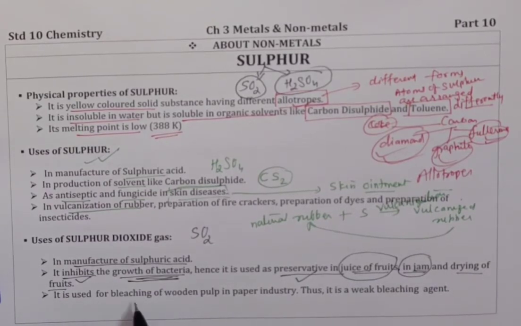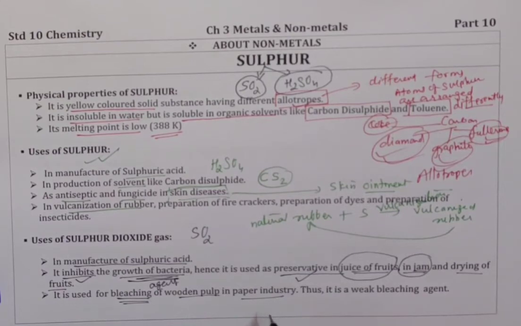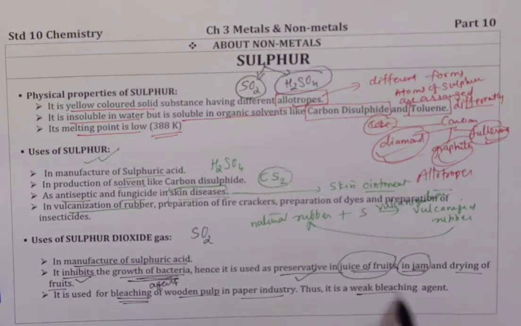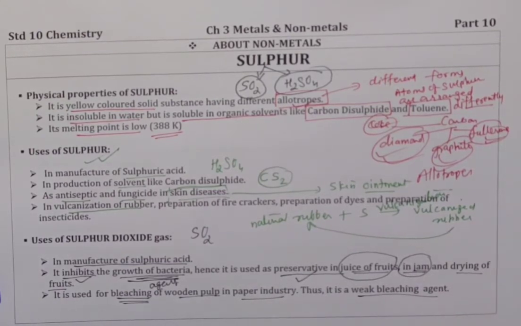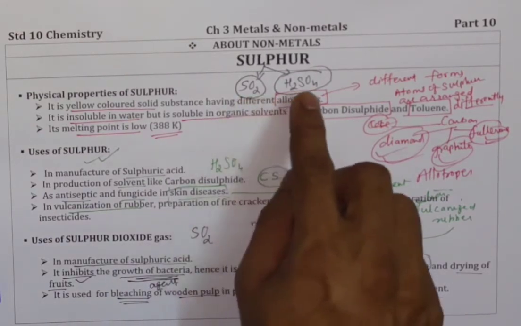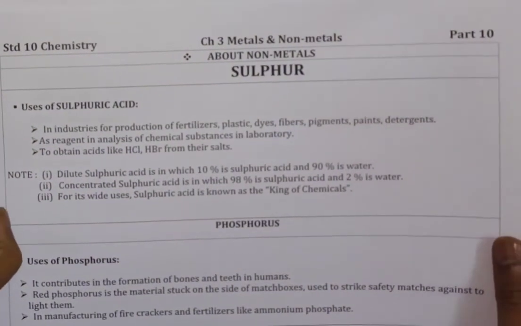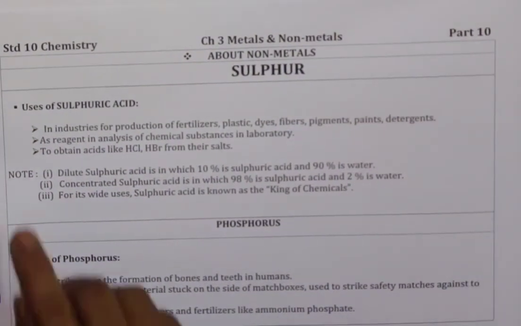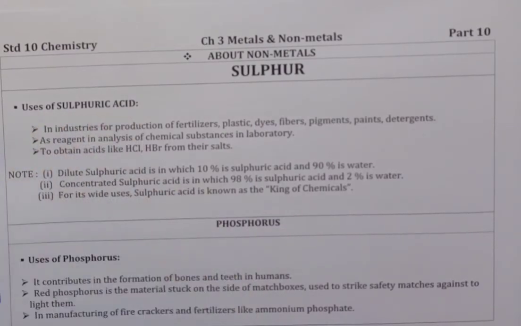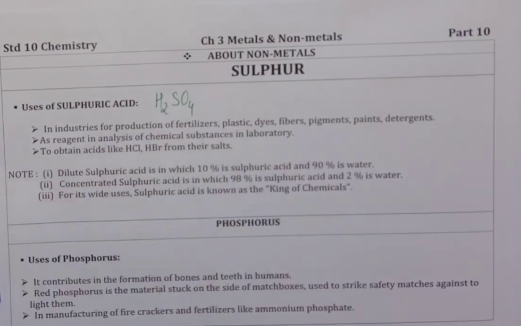Okay. It is used as a bleaching agent, let me say that, of wooden pulp in paper industry. Yes, of course, it is a weak bleaching agent. All right. So we saw uses of sulfur dioxide. Now let us see the uses of sulfuric acid. All right, children. Okay. Uses of sulfuric acid, that is H2SO4. Okay.